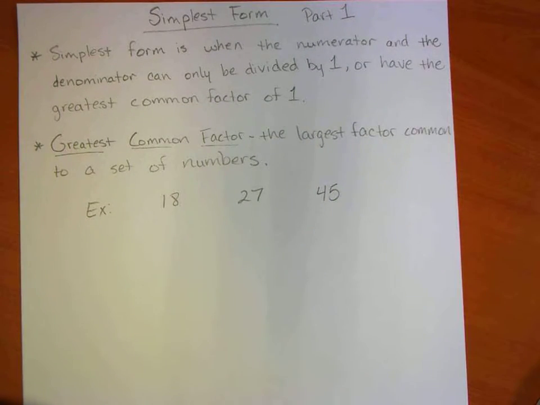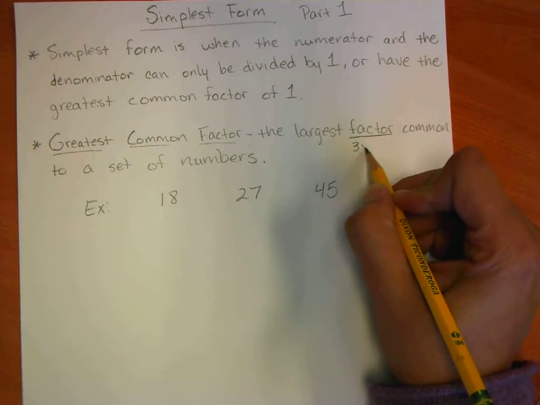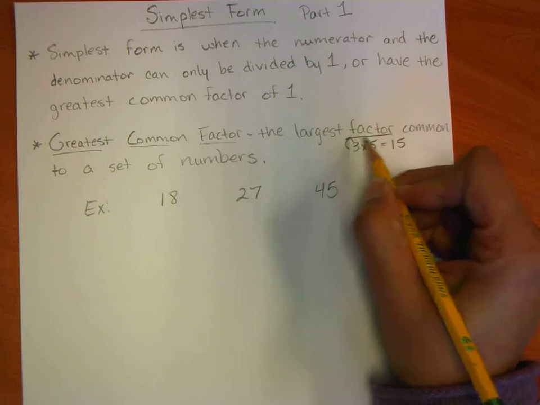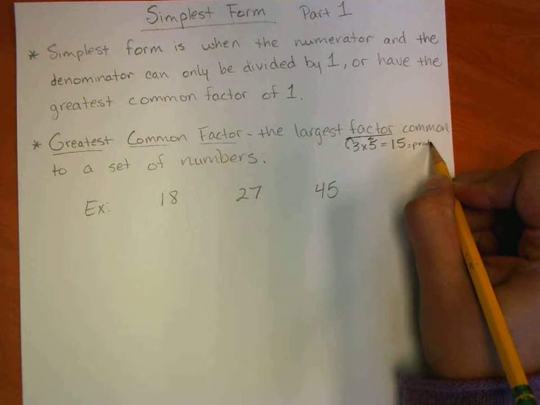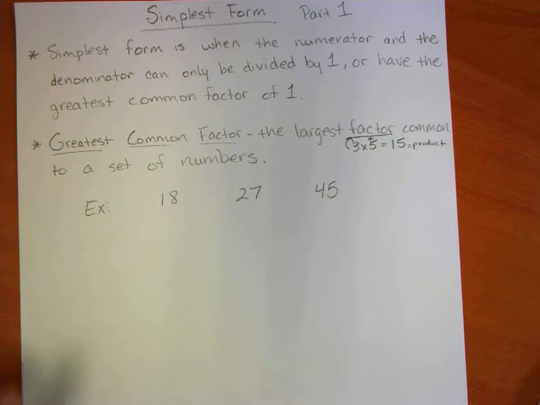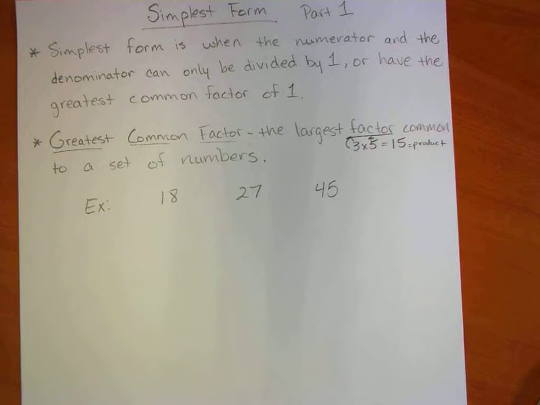Now, students should already know that a factor is a number that makes up a multiplication problem. For example, 3 times 5 equals 15. 3 and 5 are both the factors, and 15 is the product. Now, let's create some factor rainbows for the following set of numbers to find the greatest common factor.